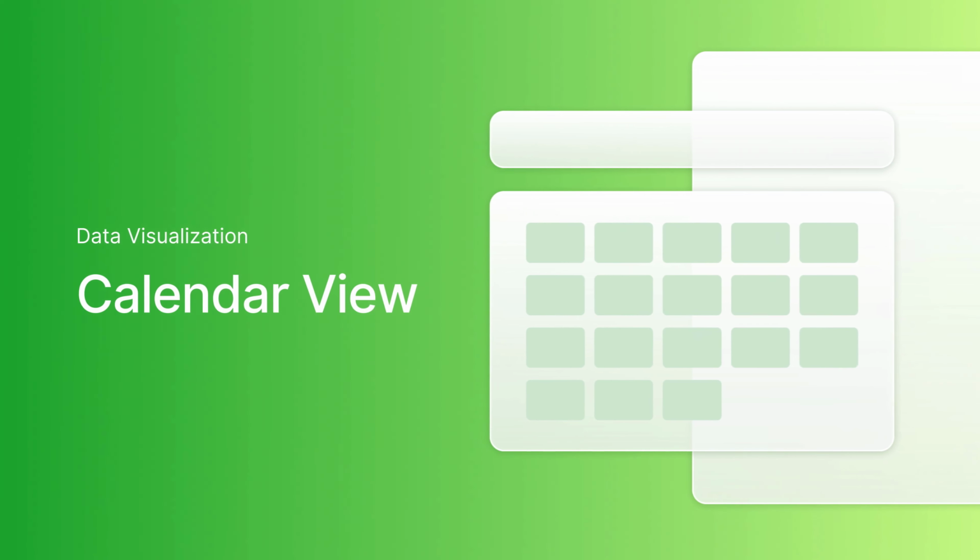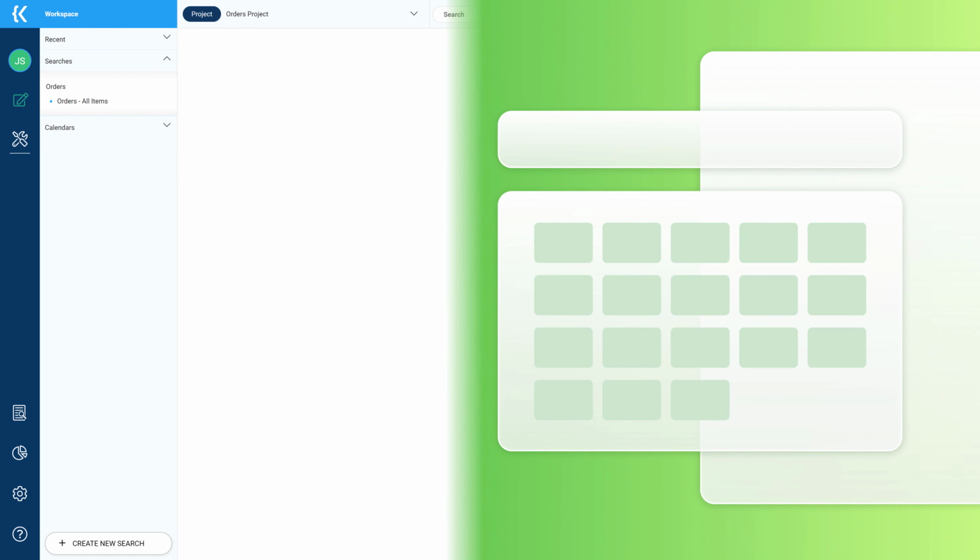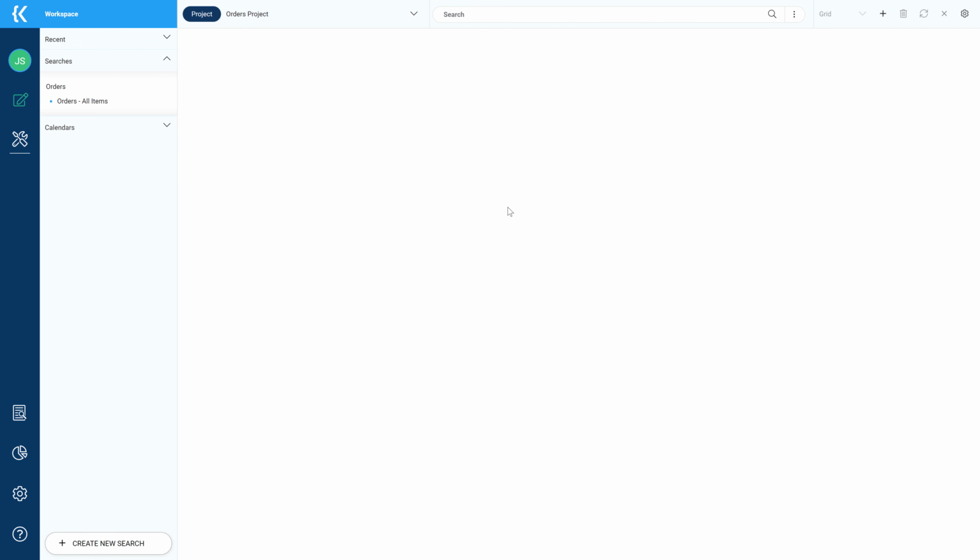Once your data is set up in Kohezion, you might want to see it organized in a calendar. In this example, we'll be working with a database that has orders and order dates. The calendar view is extremely useful if, for example, you wanted to visualize the orders that are due to be fulfilled. First off, in the workspace, let's execute a search.